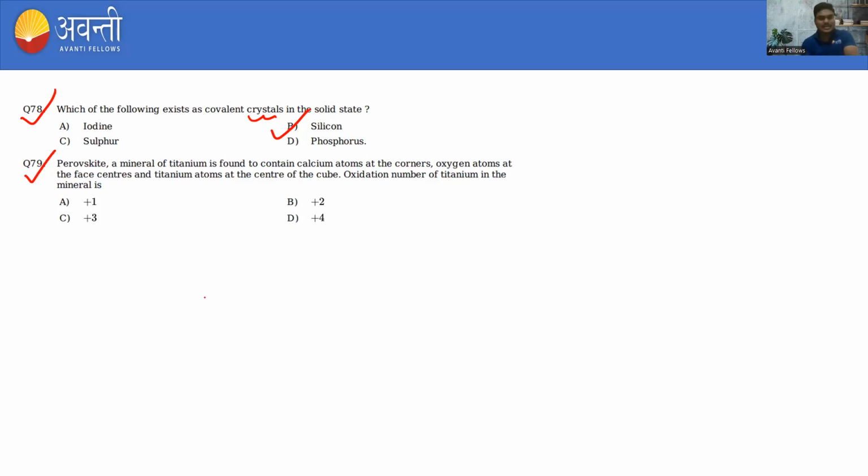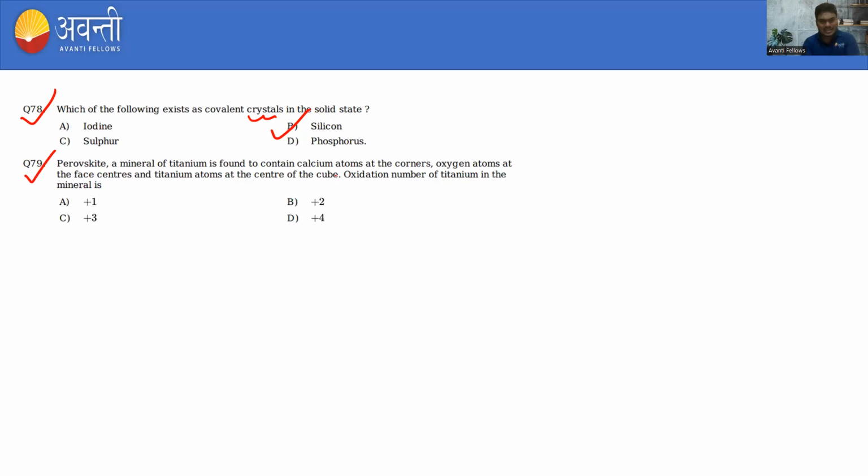Now, question number 79. According to this question, perovskite, a mineral of titanium, is found to contain a calcium atom at the corner, oxygen atom at the face center, and the titanium atom at the center of the cube. So the oxidation number of titanium in the mineral is asked. So you have to calculate the oxidation number.